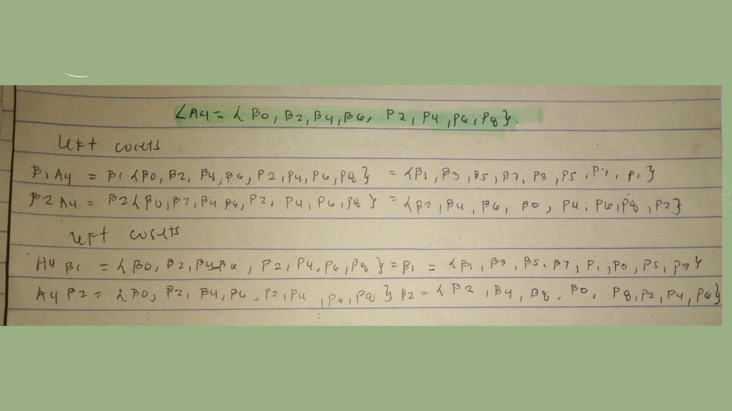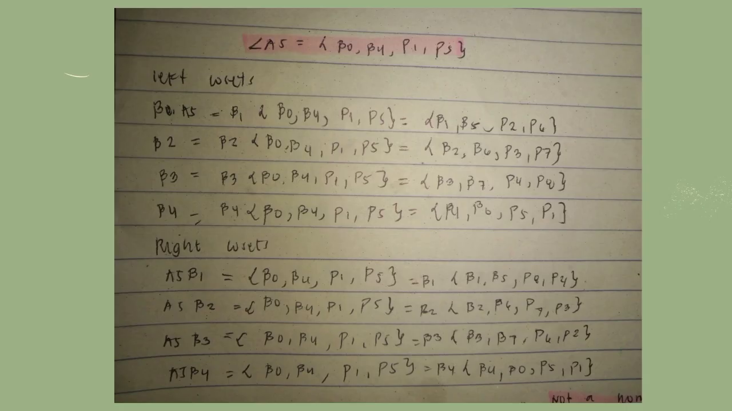So the order of the element for a sub 4 is: b sub 0 is 1, and b sub 2, b sub 4, b sub 6, p sub 2, p sub 4, p sub 6, and p sub 8 is 2. So next, same with the previous, we will just multiply.